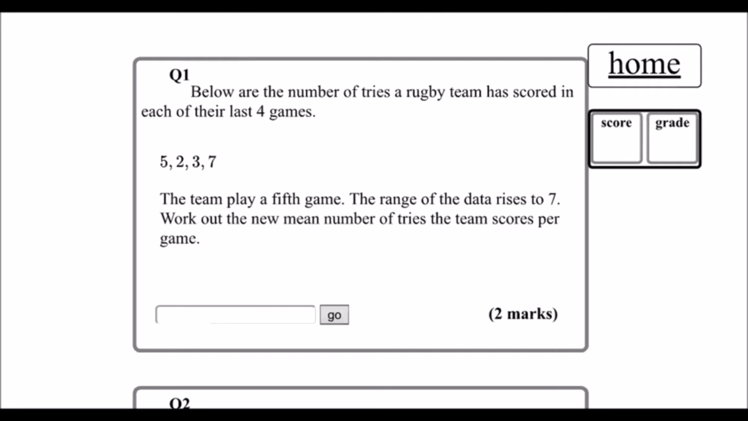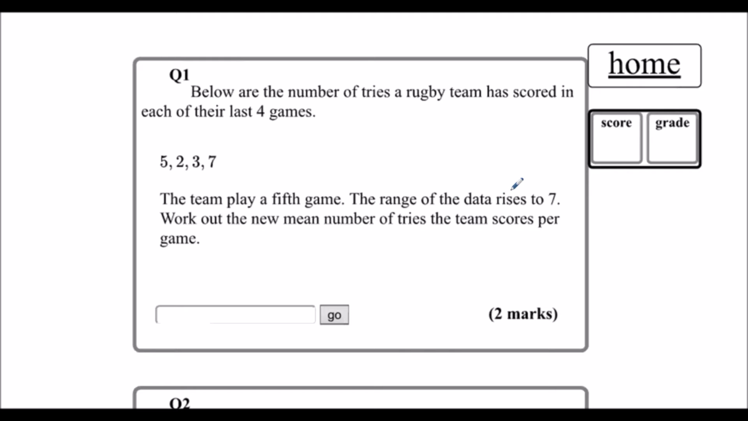Question 1. Below are the number of tries a rugby team has scored in each of their last 4 games. So we've got 5, 2, 3 and 7. They play a 5th game and the range rises to 7. Work out the new mean number of tries per game.